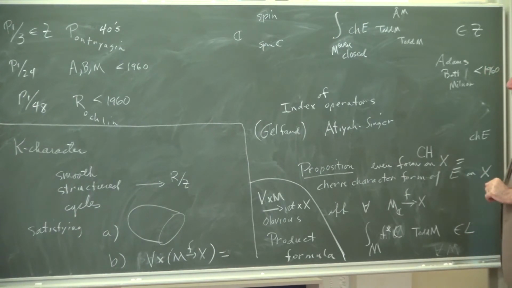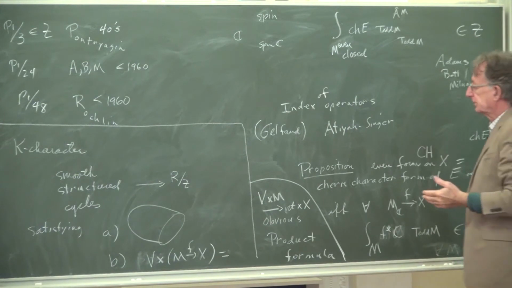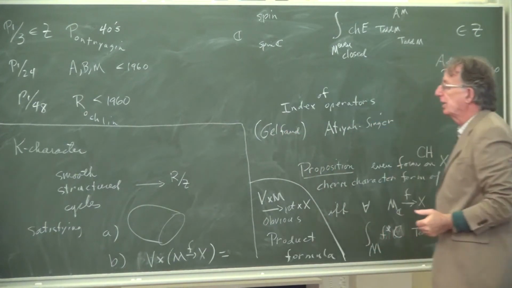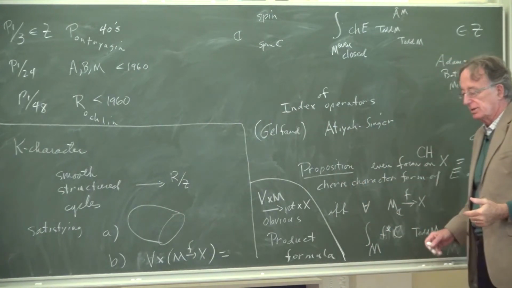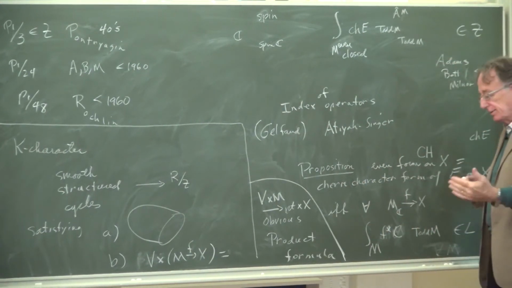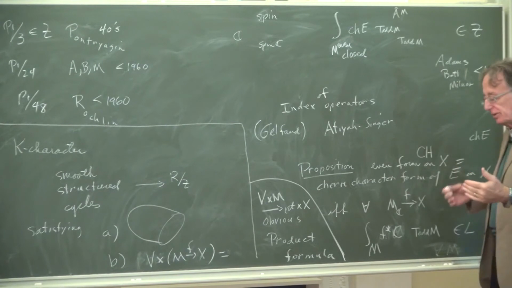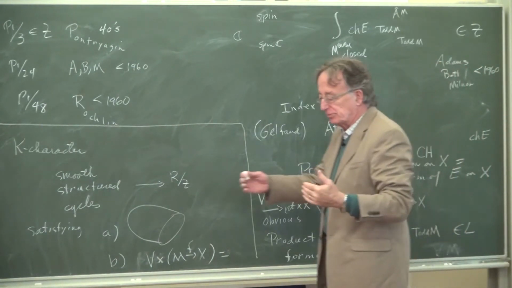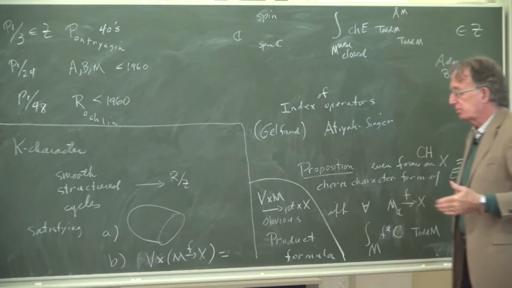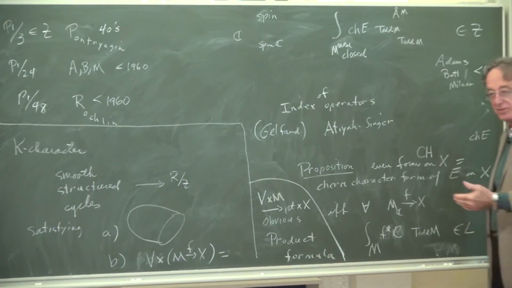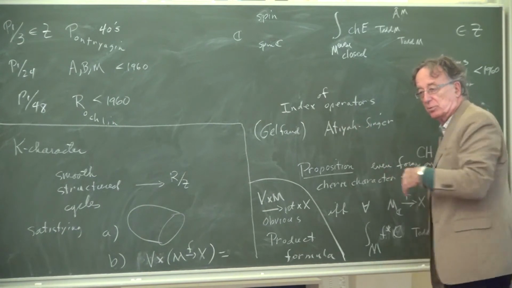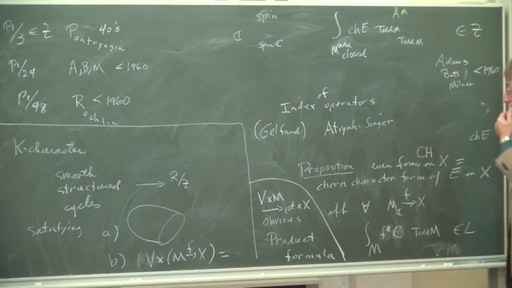Then I think Gelfand independently raised the question of the index of an elliptic operator. It is an integer, and if you deform the operator, this integer doesn't change. It varies continuously, so it doesn't change. So it's a topological invariant, and how to compute it? So that's the famous Atiyah-Singer index theorem, where it's formulated and proved.